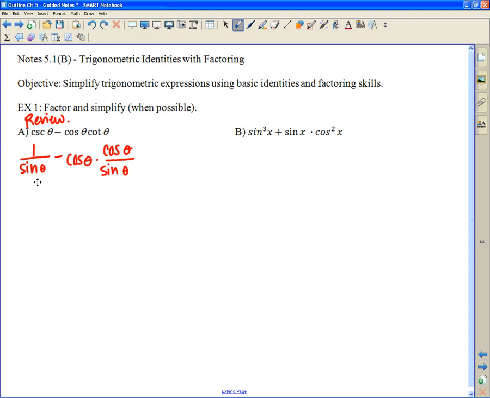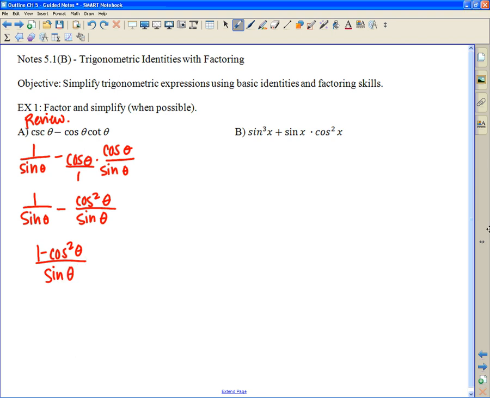If I look carefully, I see two denominators that are the same, and I'm excited about that. So I'm going to write 1 over sine minus, this is really cosine over 1, so it's cosine times cosine, which is cosine squared over sine. When I have two denominators that are the same, and I'm adding or subtracting fractions, I've got my common denominator, I can go ahead and write my numerators together over one fraction.